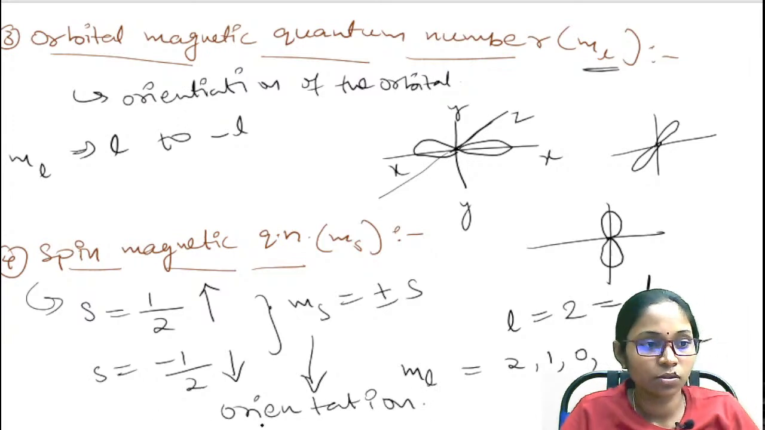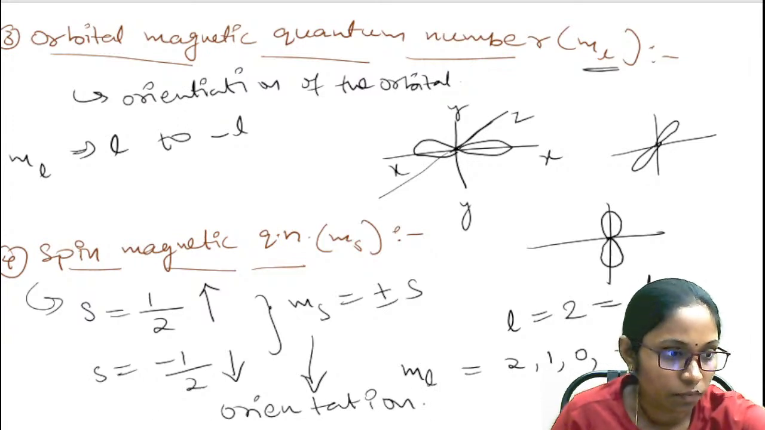The orientation of the electron, this gives us the orientation of the electron.